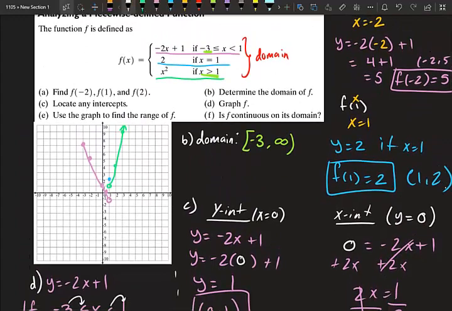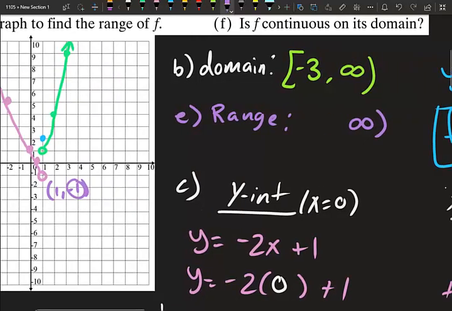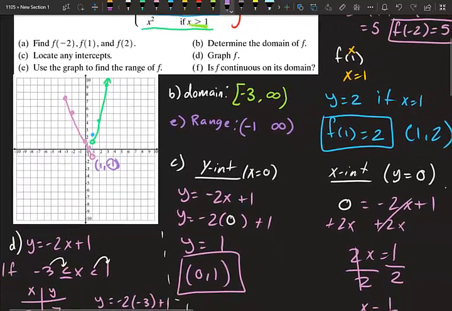Now, based on the graph, we want to find the range. I'm actually going to do it right here in purple. So range. Since the graph points up, we have a range that is going towards infinity, and it starts at this point. Remember that this point is 1, negative 1. So that's the one we take because it's the y values. So negative 1. And since this point is an open circle, we use parentheses. F is not continuous on its domain because we have gaps and we have holes.